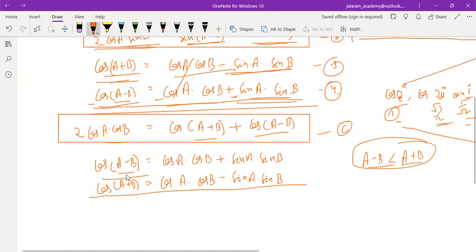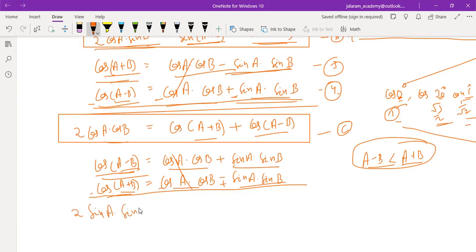We will subtract the smaller, that is cos(A+B), from the larger, that is cos(A−B). So it is cos(A−B) minus cos(A+B). This time the opposite signs of cos A cos B and cos A cos B will be cancelled out. This minus changes to plus, so sin A sin B plus sin A sin B is 2 sin A sin B. So this time the formula is 2 sin A sin B equals cos(A−B) minus cos(A+B).